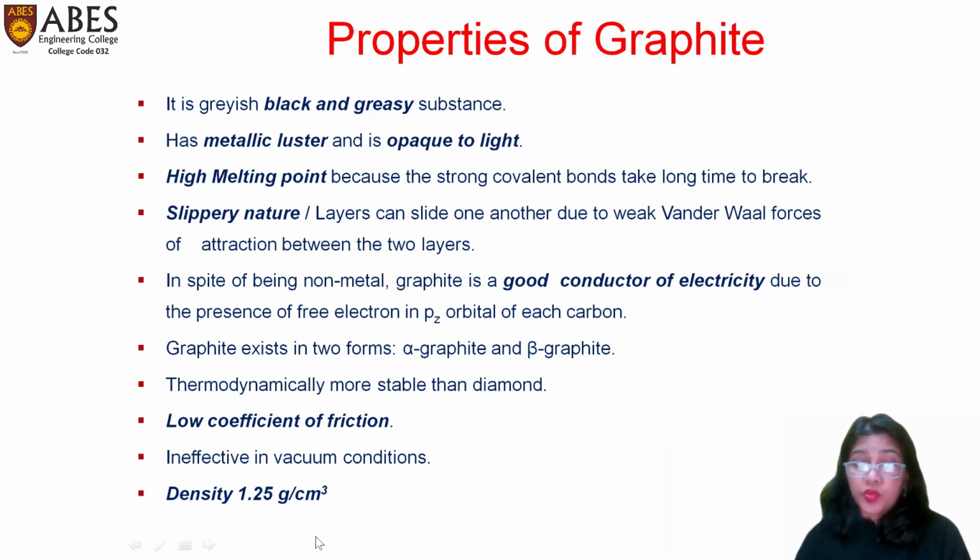Again, the graphite is very stable thermodynamically and often more stable than diamond. Graphite also shows a low coefficient of friction. It is also ineffective in vacuum conditions. The density of graphite is 1.25 gram per centimeter cube.